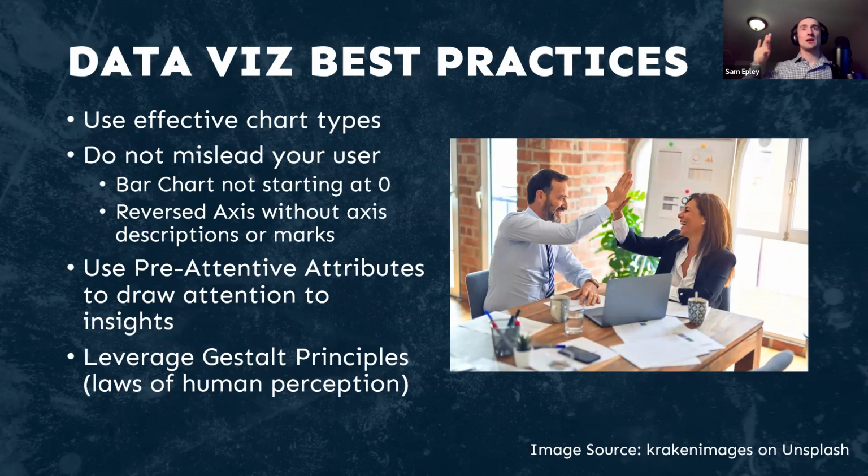So next, by this point in time, we've got our data, we know what our people need, we've got some good ways of communicating using the right chart types. Next, we're moving on to some best practices. So to the last point, making sure that you're using an appropriate and effective chart type that helps communicate your message. Making sure that you're not misleading your user.